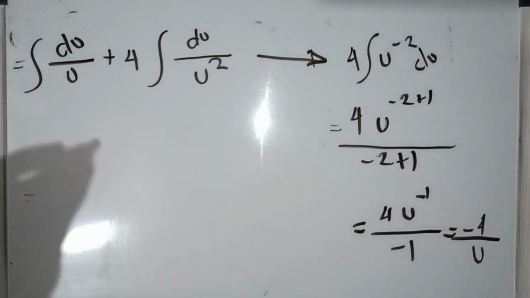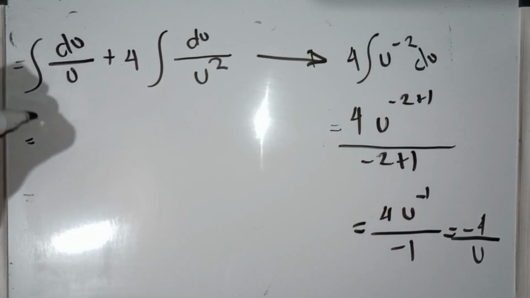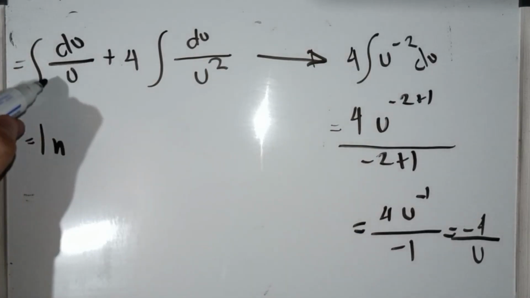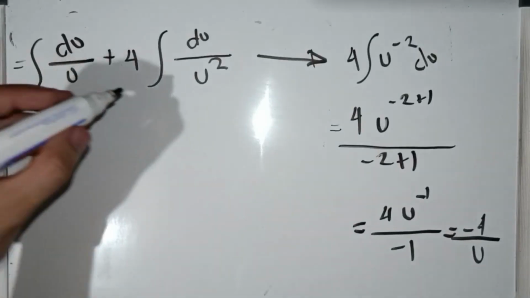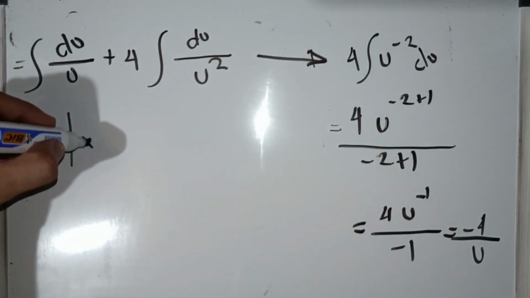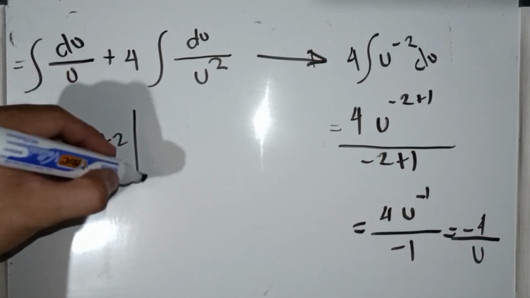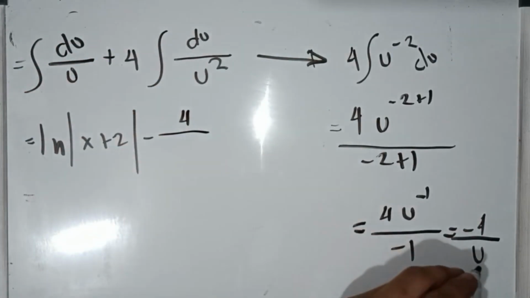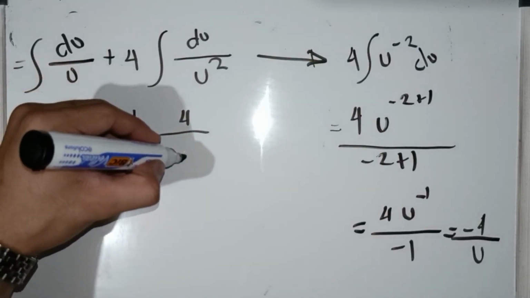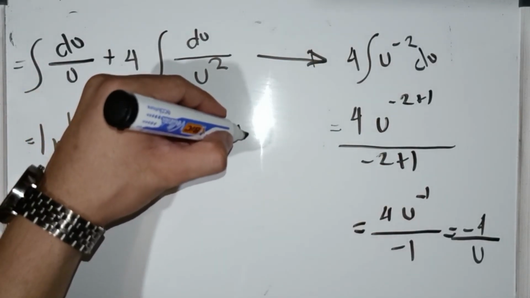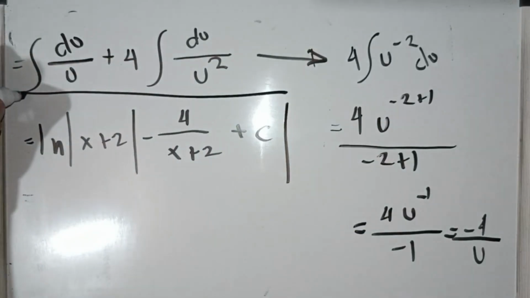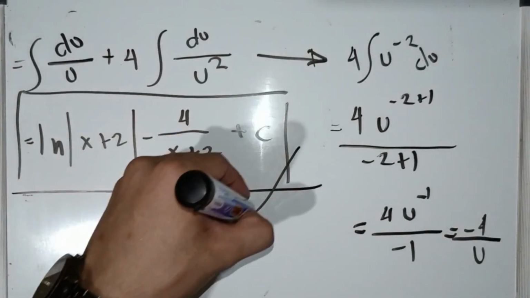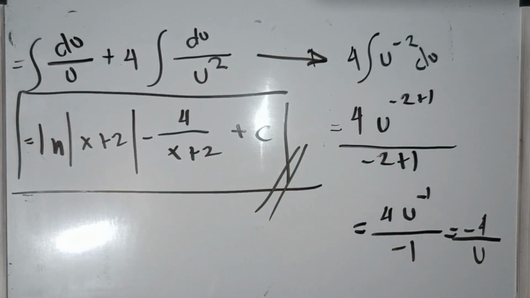So that will give us ln. Since we have the value of u, which is x plus 2, we have ln of x plus 2, and minus 4 all over u, which is x plus 2, plus c. So this is now the integral of x plus 6 all over x plus 2 squared. And that's all for logarithmic integration.